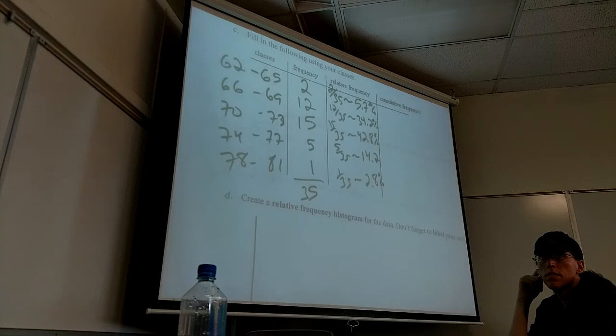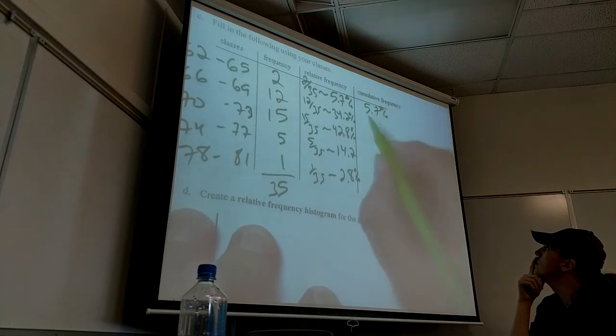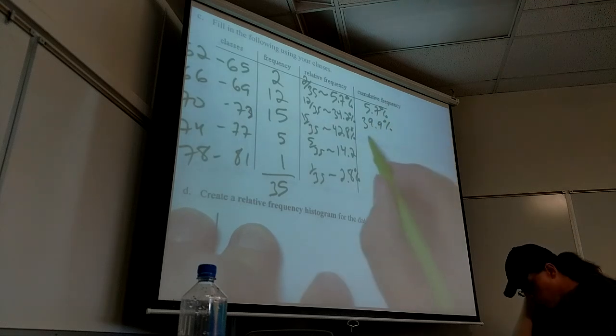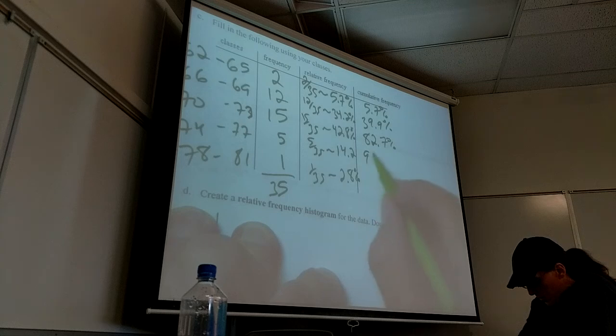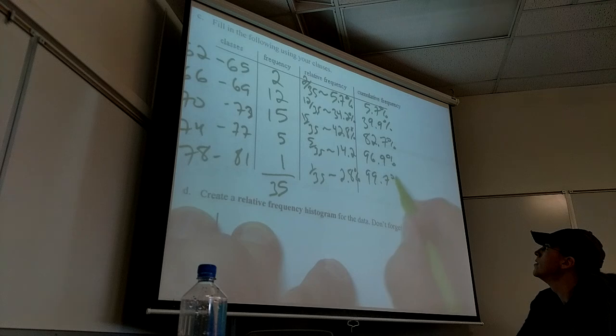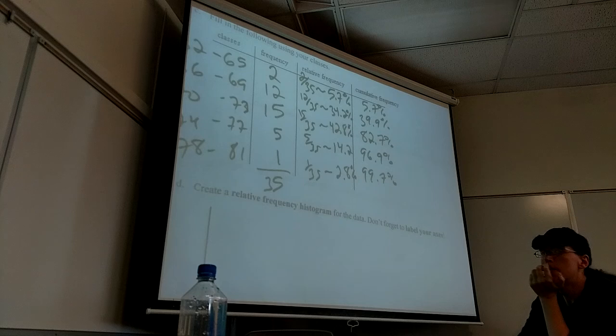And then for this one, cumulative frequency. And then you just add the next one. So it'll be 39.9, and then you add the next one. 82.7. Right? And then you add the next one. And then you add the next one. So that's cumulative frequency. It accumulates as you go down.